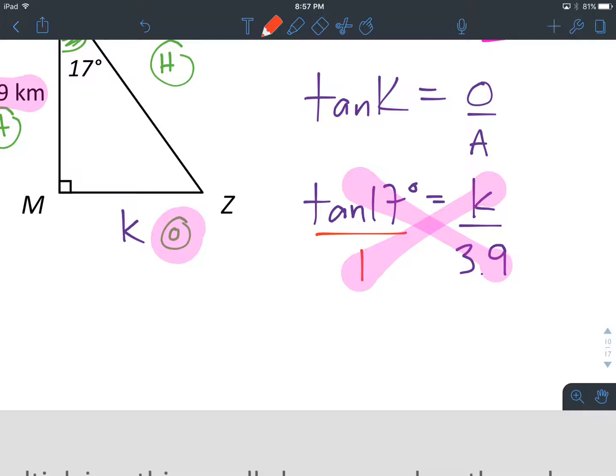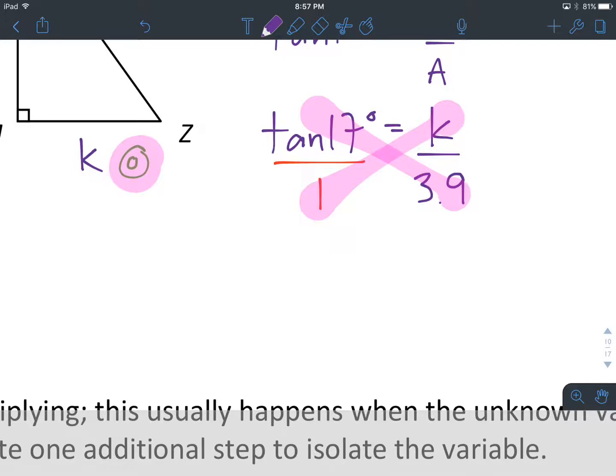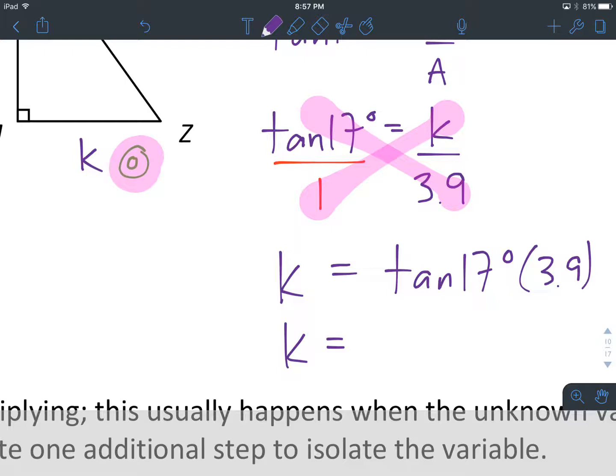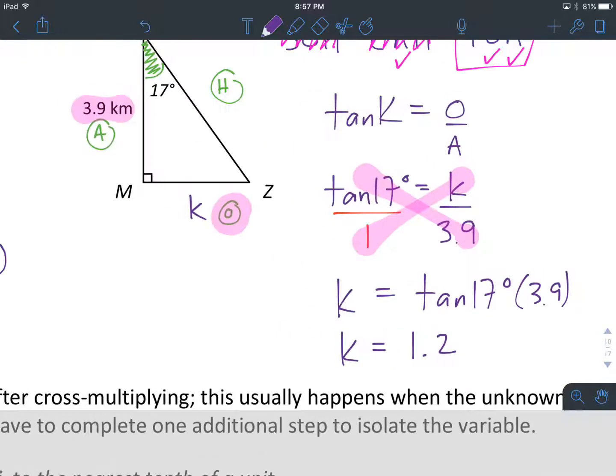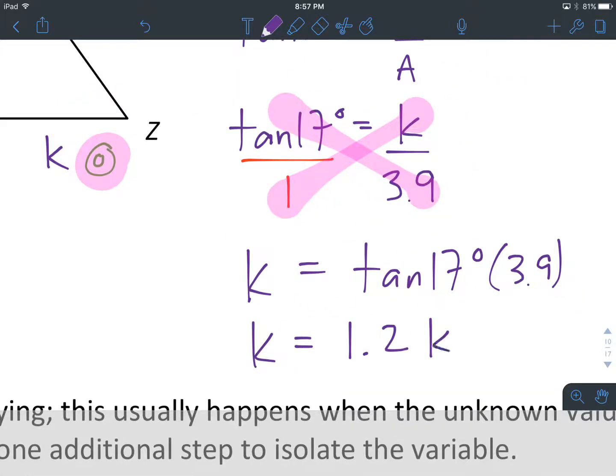So this time I'm going to try to keep the k on the left side, because I like it there. So there's k times 1, which is going to be k. And on the other side, we're going to have the tan of 17 degrees times 3.9. And we can type that into our calculator. So I'm going to type in the tan of 17 degrees multiplied by 3.9, which is going to give me 1.19, etc. So I'm going to do 1.2, and our unit of measure is kilometers.